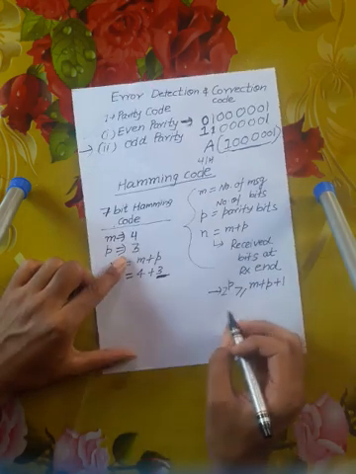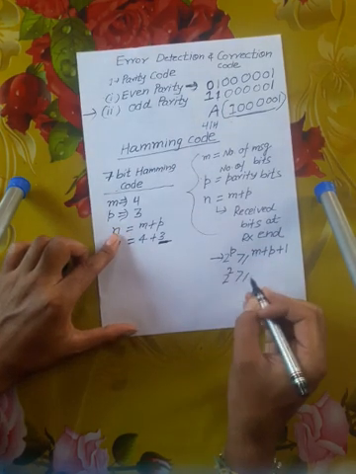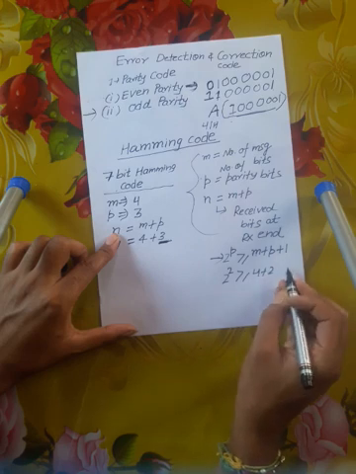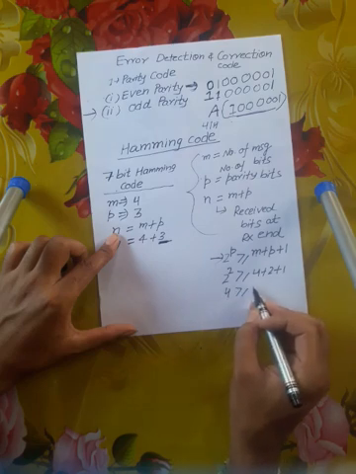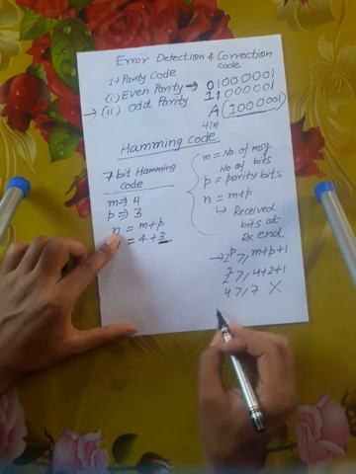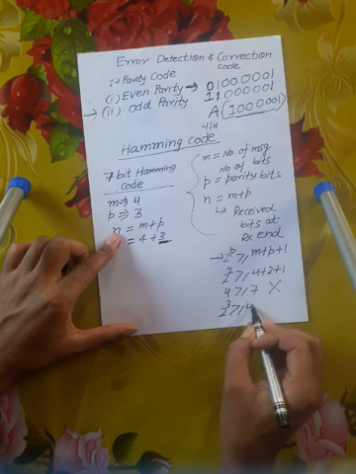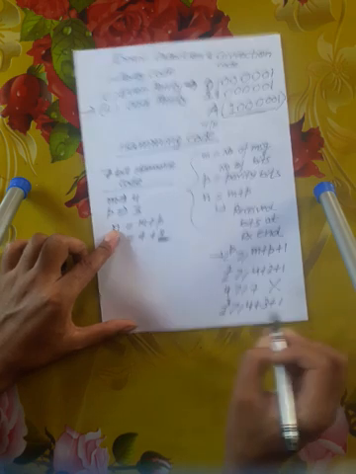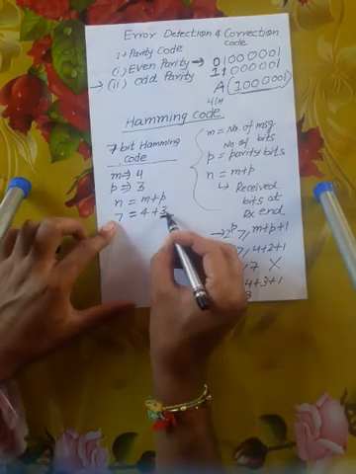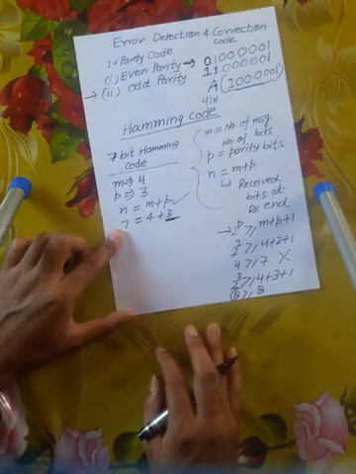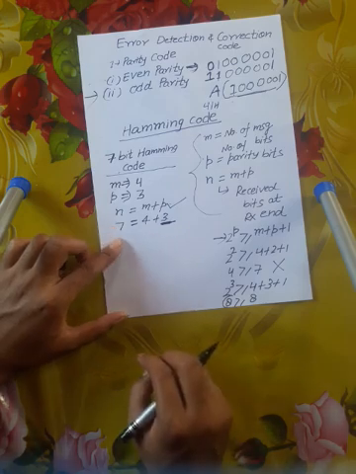Suppose we write P equals 2. 2 to the power 2 greater than or equal to 4 plus 2 plus 1. So 4 against 7. This is not valid. Suppose P equals 3, 2 to the power 3. Now 4 plus 3 plus 1 is 8, and 8 is greater than or equal to 8. So in this way you can calculate the value of P. This formula is very, very important. How will you calculate the total number of parity bits?